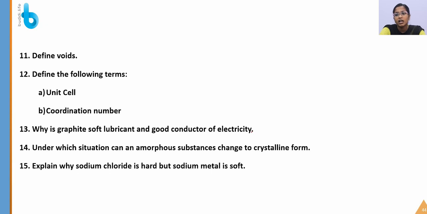And next is, under which situation can an amorphous substance change to a crystalline form? So on heating, an amorphous substance changes into the crystalline form, okay. And explain why sodium chloride is hard but sodium metal is soft. This is because in the case of sodium, the metallic bonding is very low because it contains only one valence electron, whereas in sodium chloride, it has a strong bonding between the sodium ions and the chloride ions.